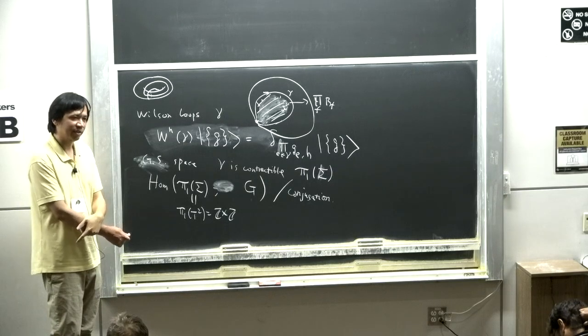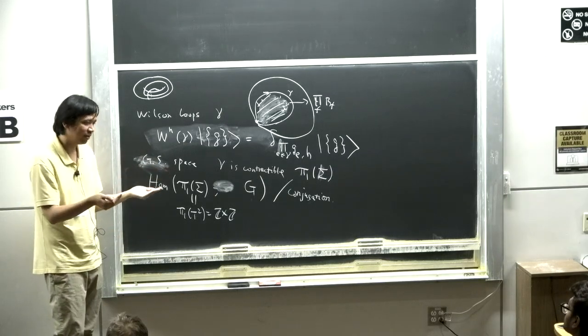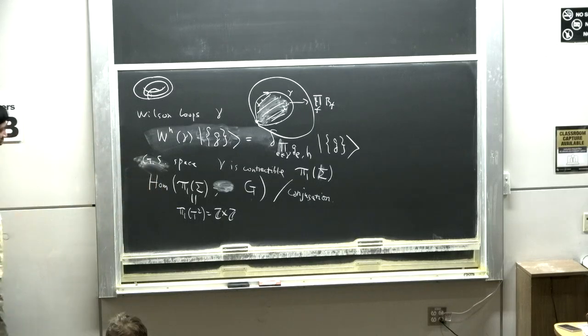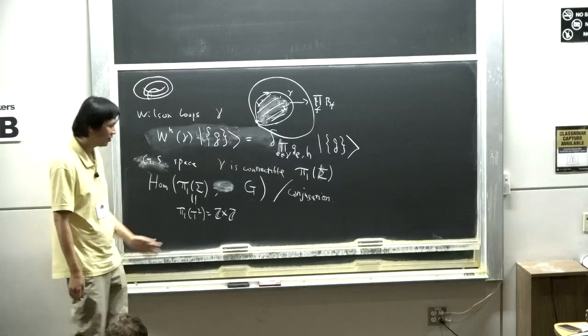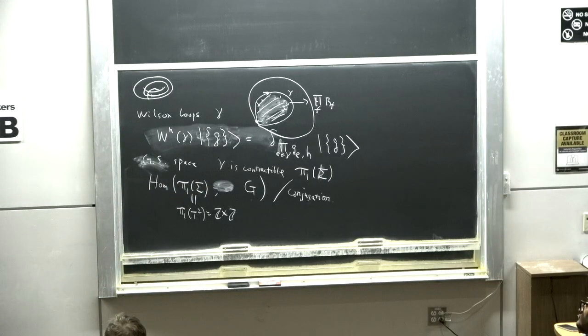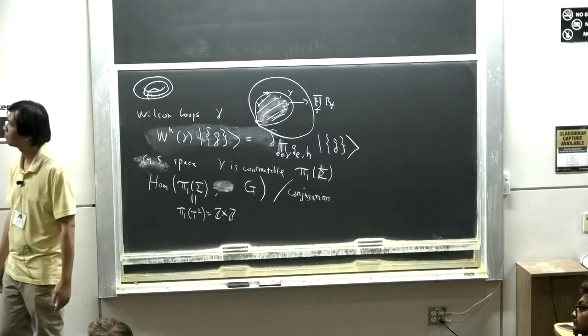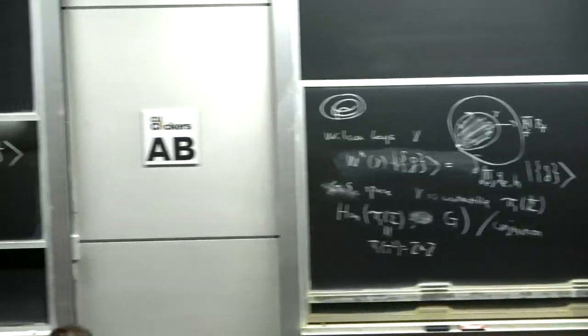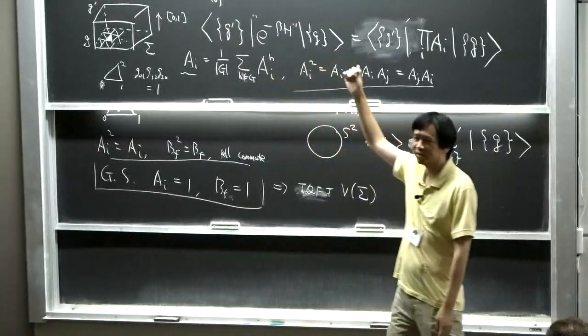Usually, it's not that easy, right? You start from some interacting QFT, and you flow to the IR, and you try to figure out what the Hilbert spaces are. It's not that easy. Here, what makes it really easy is that all of these terms commute, and they are projectors. So we can basically solve it without doing any work. And these properties really come from the fact that we start from a state sum TQFT.